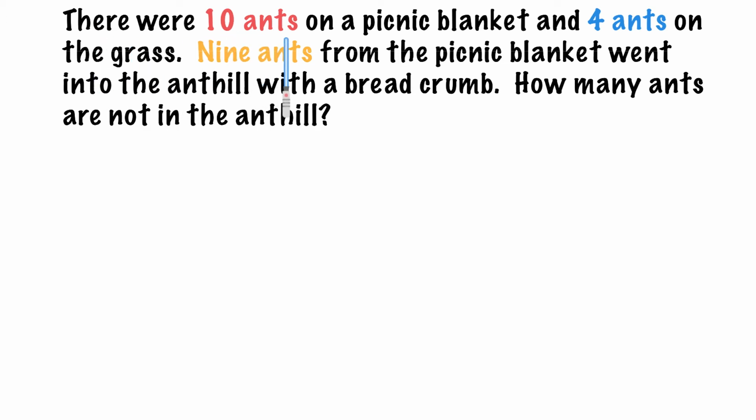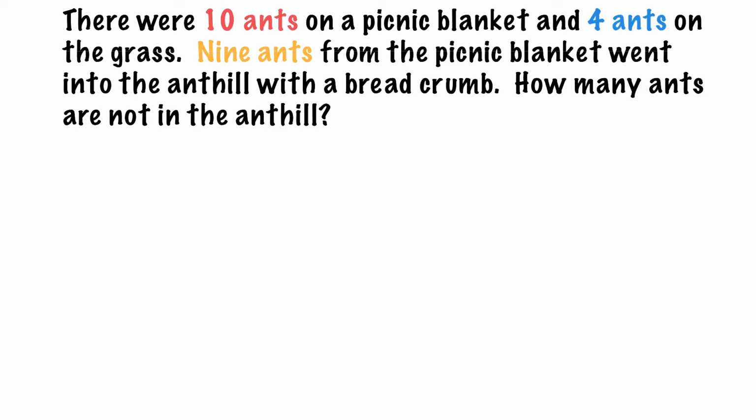There were 10 ants on a picnic blanket and 4 ants on the grass. 9 ants from the picnic blanket went into the anthill with a breadcrumb. How many ants are not in the anthill?